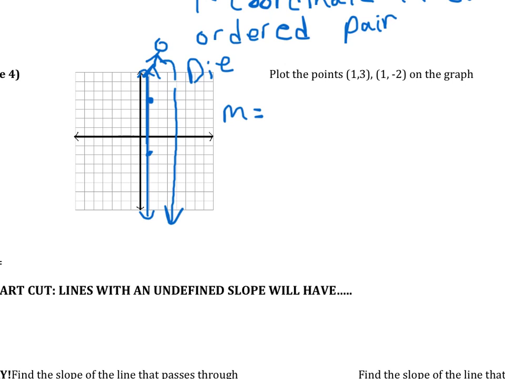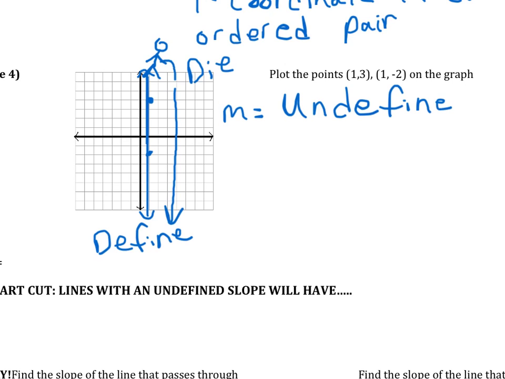How much fun is it to sled on a vertical line? You can't even define how much fun it is. Therefore, we say it is undefined. We should know that from the other day. Now, let me prove it to you using the math. So get this down as well. M equals rise over run.